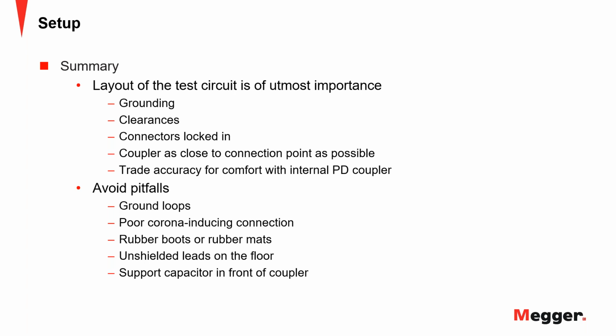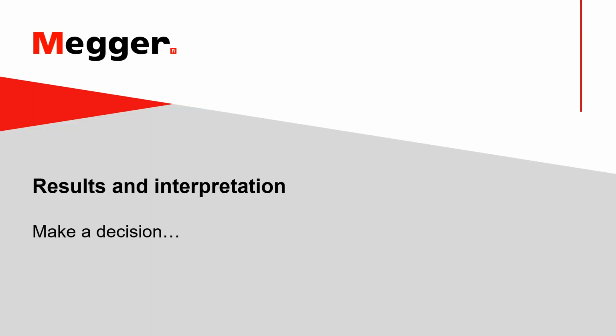Don't let the unshielded part of the leads be on the floor. And if you have to use a support capacitor because your cable is very short, make sure the capacitor is on the right side, so it's on the side where the PD coupler can filter. Otherwise, you will get distortions from that capacitor as well.